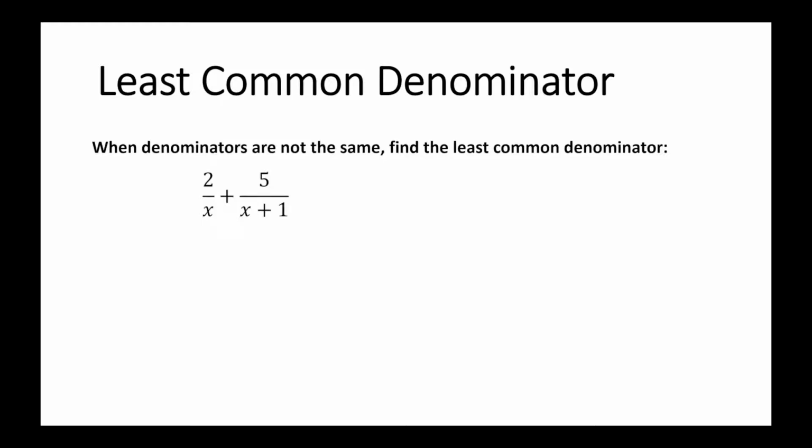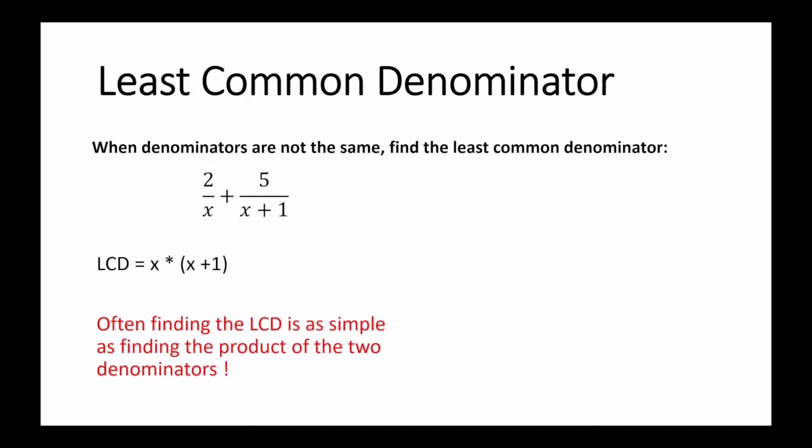So let's look at this example here. The least common denominator, or the LCD, in this case will be as simple as finding the product of the two denominators. The least common denominator is going to be something that we can multiply both the denominators to in order to combine the two expressions at the end of the day.